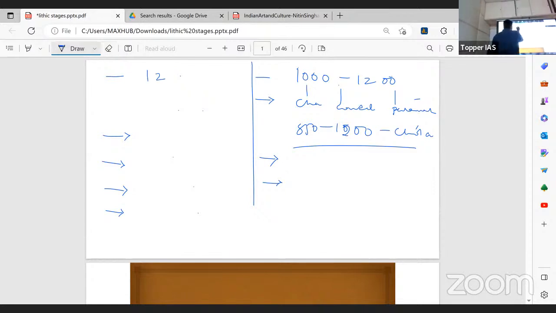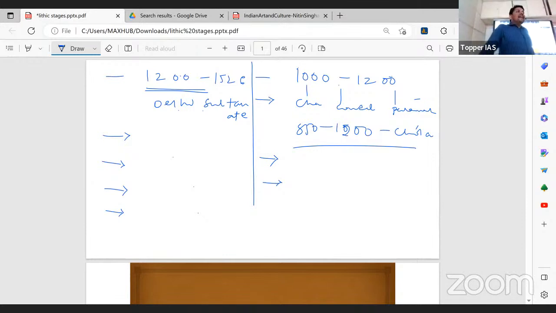After 1200, till 1526, till the Mughals came, that was the period of the Delhi Sultanate. In the Delhi Sultanate, there were 5 different dynasties. The first one was called the Slave dynasty. Slave means they were basically military slaves. Then comes the Khalji, Alauddin Khalji. Then comes the Tughlaq, Muhammad bin Tughlaq, Firoz Shah Tughlaq. Then finally the Sayyid dynasty.